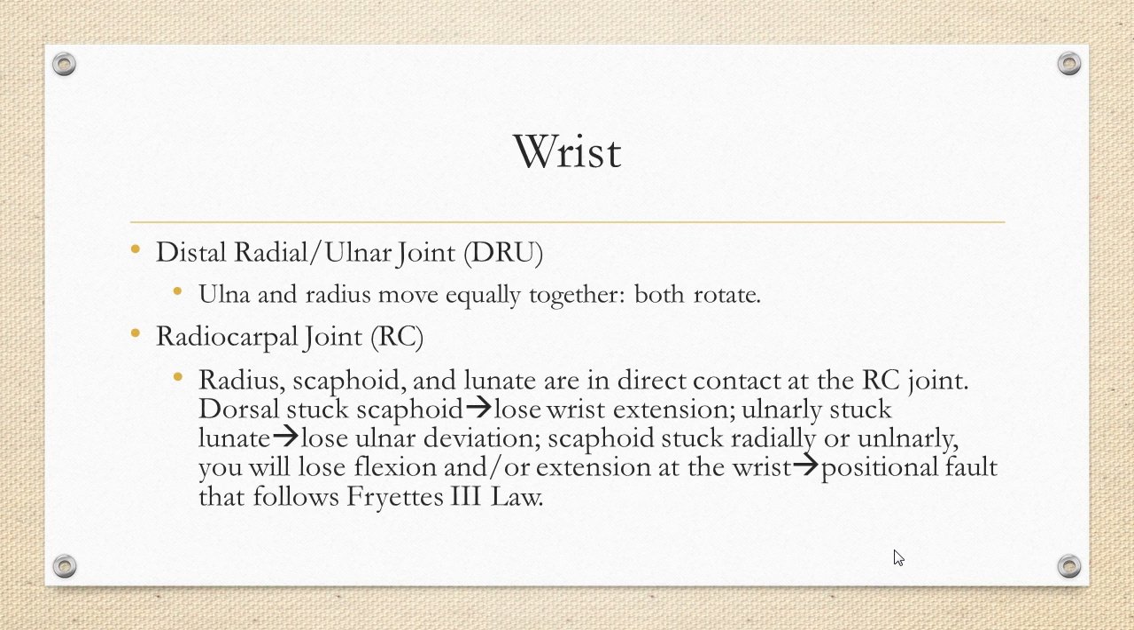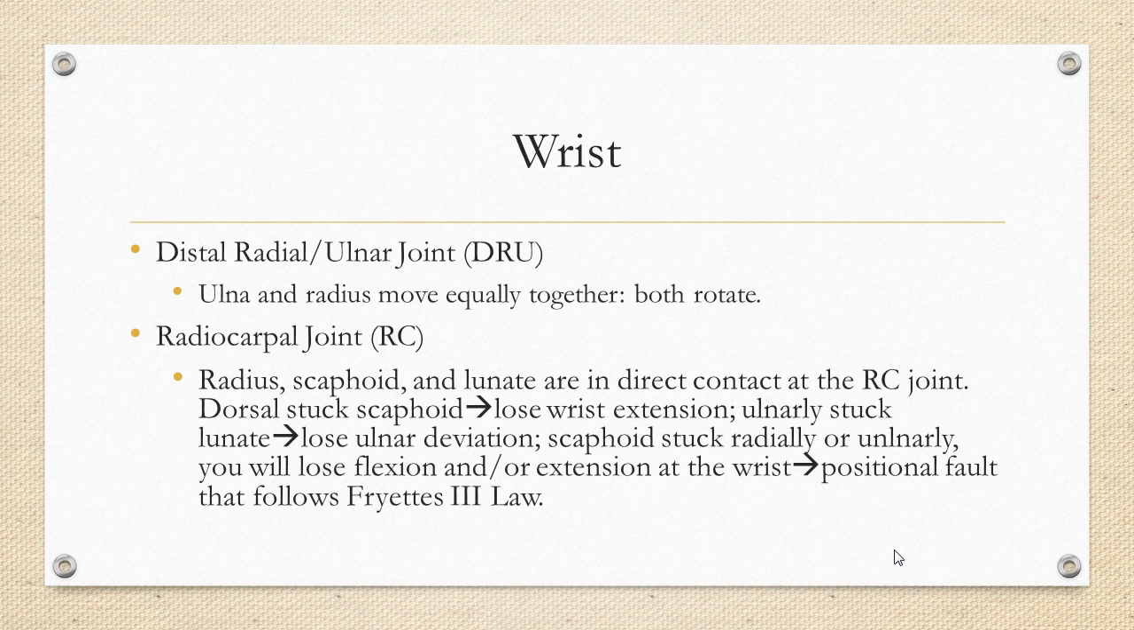So if we've got a dorsally stuck scaphoid, we're going to lose wrist extension. If the muscles of the forearm are trying to extend the wrist, there's a particular block, but that muscle continues to work excessively to try to improve that wrist extension. That muscle can become hypertonic and painful. We can see damage to the muscle or irritation in the lateral epicondyle area, causing elbow pain.